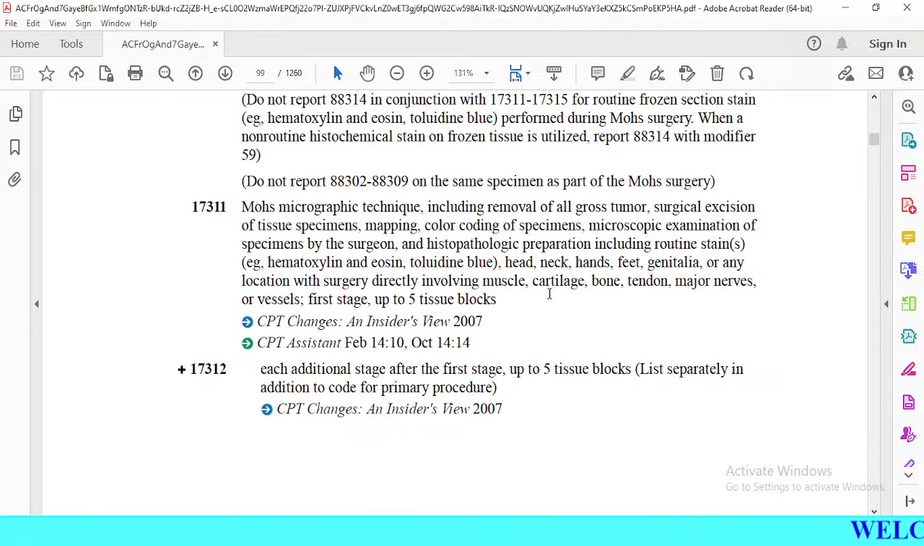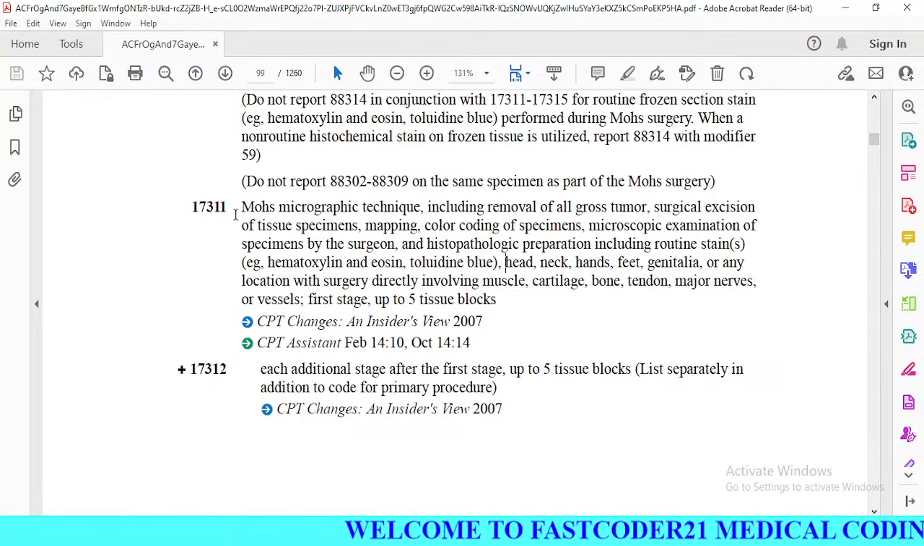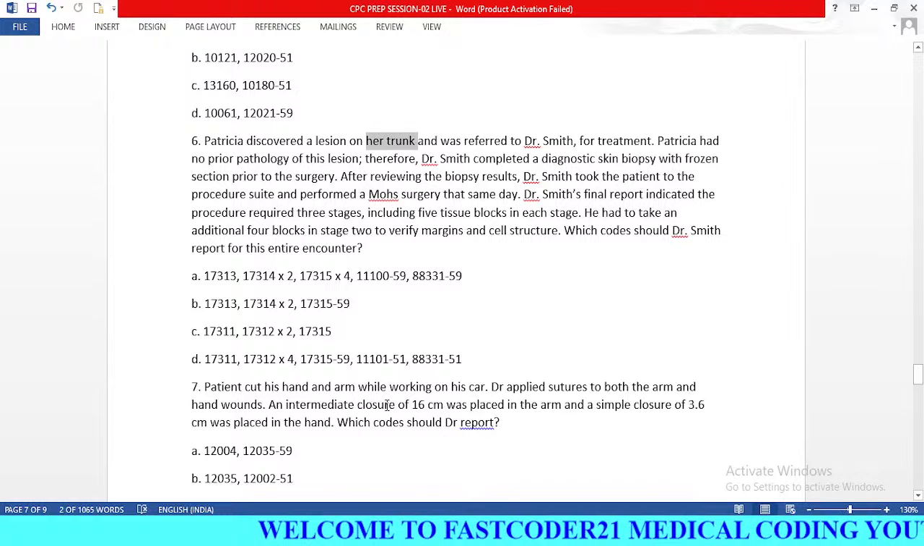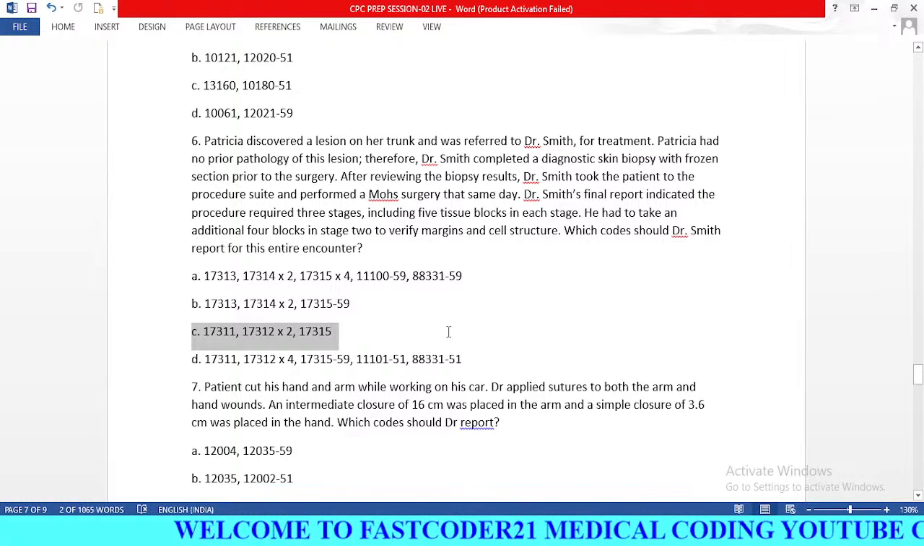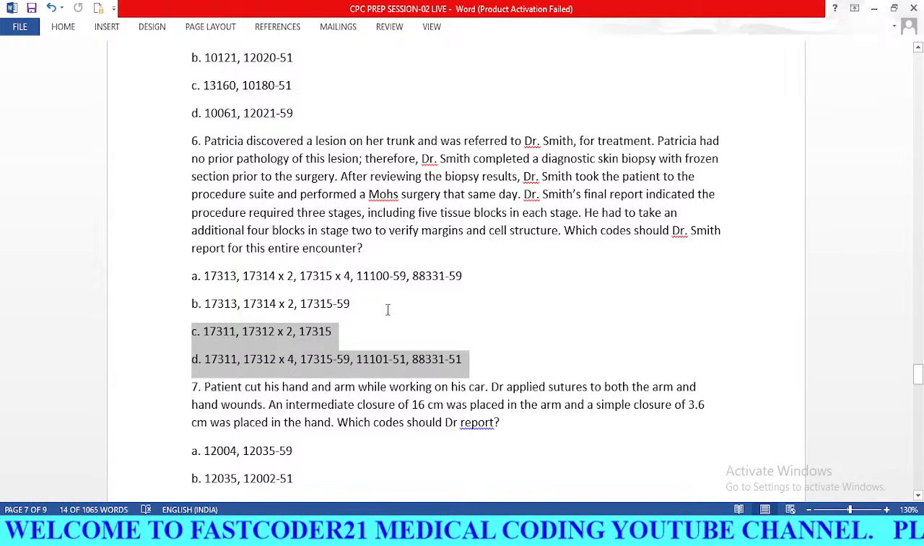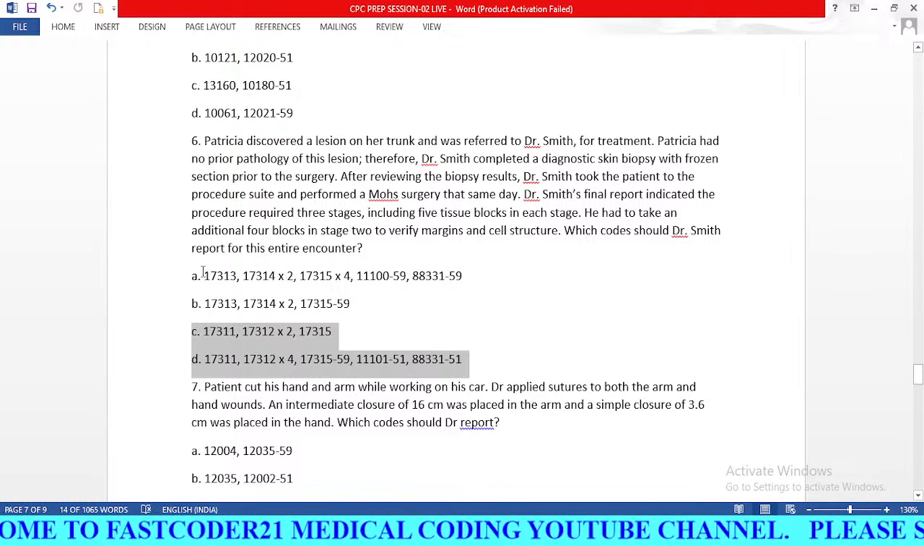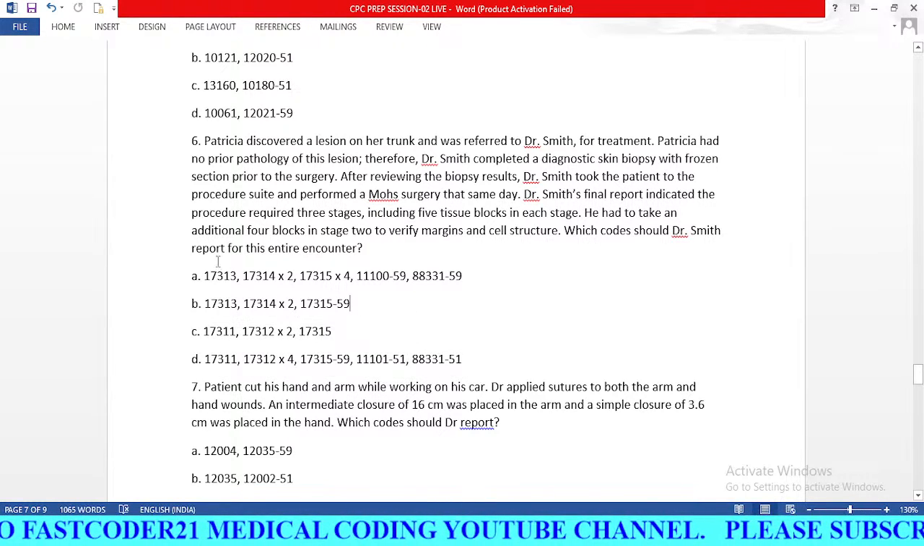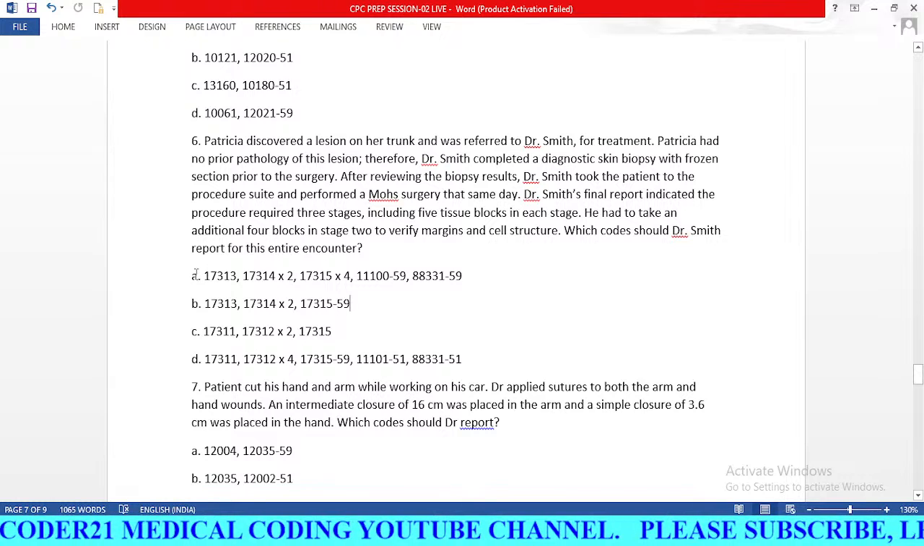If we check 17311, trunk is not included. See here, it is related to head, neck, hands, feet, genitalia or any other location. So 17311 is wrong, and we can't consider this code to answer. So we can exclude these two, C and D, for selecting the answer. Now we have only two options, A and B.